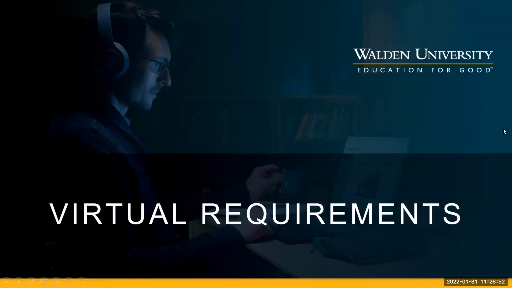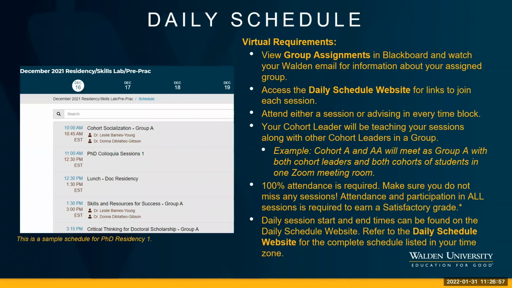In terms of virtual requirements, one of the biggest requirements of your residency or lab experience is that you can access and use the daily schedule. First, you'll want to make sure that you can verify your group assignment in Blackboard, and also watch your Walden email for more information about your assigned group. You will access the daily schedule website for links to join all of your sessions. As you look through the schedule, make sure that you plan to attend either a session or advising within every time block.